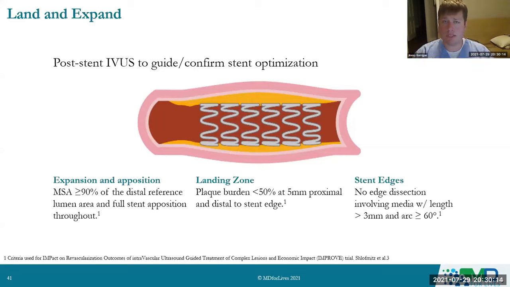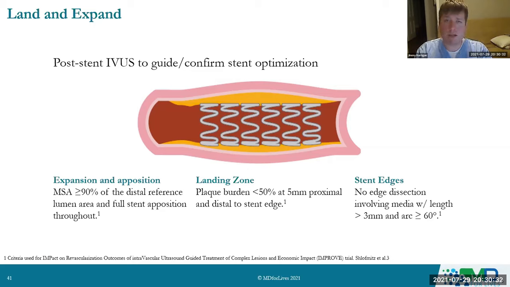So get the sizing, put in the stent, dilate the stent at 18 plus atmospheres according to the ULTIMATE trial. Sometimes I get skittish about that, but that's what the trial did. And then repeat your intravascular imaging. So check your work, make sure that at the distal edge there's no dissection. At the distal edge, the plaque burden is less than 50%.